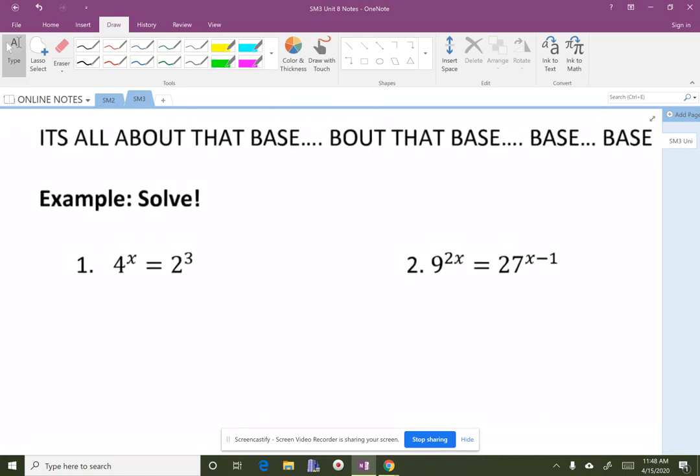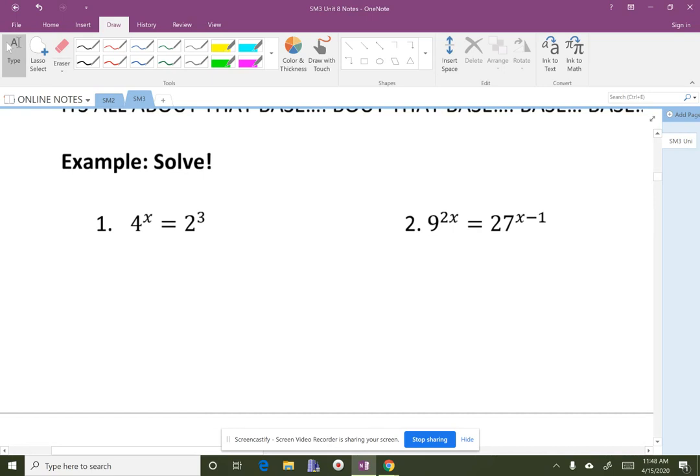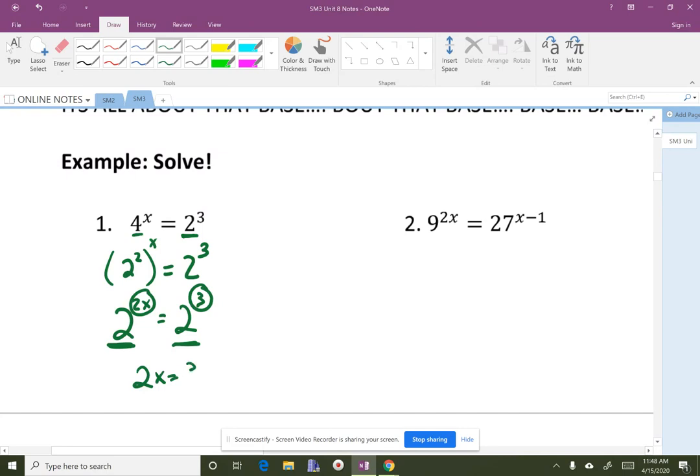So in this example 1, I'm going to zoom in. Okay, example 1, we have to go with 2 being our base. So we're going to try to make this 4 into a 2. The way I do that is I know that 2 squared is the same thing as 4, and I'm going to raise it to the x power. Then I know a power to a power means multiplication. So this is really 2 to the 2x equals 2 to the third. This is awesome because my bases are the same, and once my bases are the same, then I know my exponents are the same. So I know 2x equals 3, and then I solve that equation. Divide by 2, divide by 2, x equals 3/2.